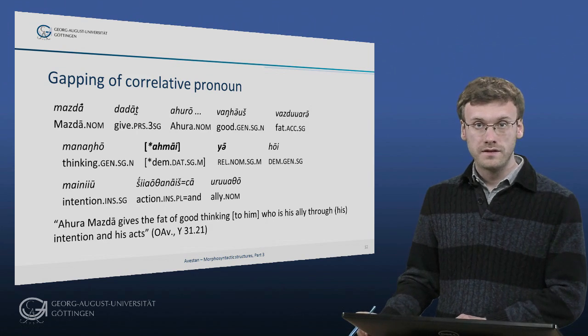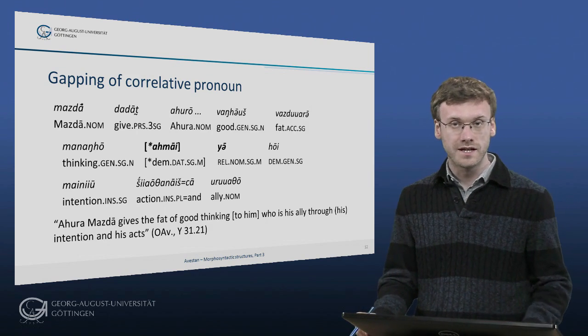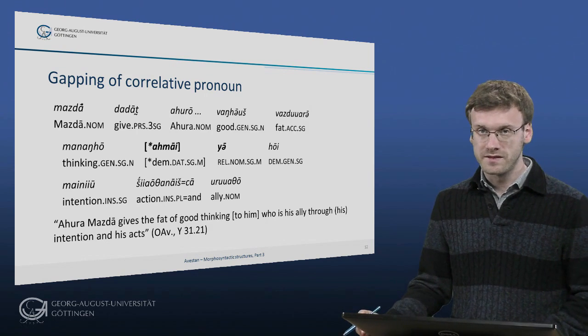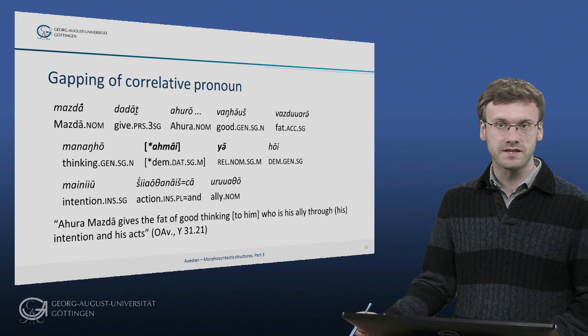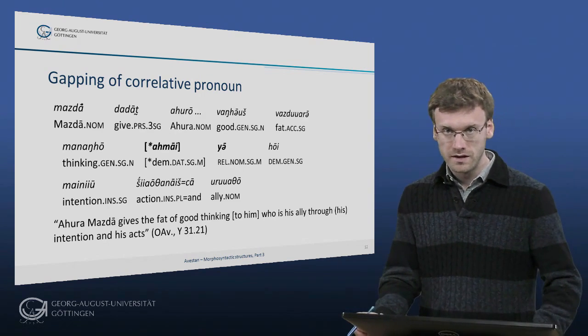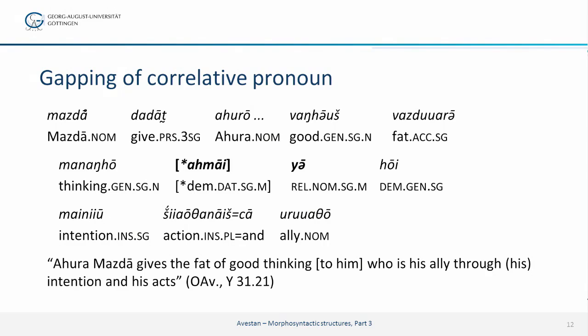In turn, the correlative demonstrative in the matrix clause can also be gapped, even when, from the perspective of English, it should be obligatory because it alone indicates the syntactical role taken by the relative clause. Look at this example here. Mazda dadad ahuro vanghoj vazdvare manangho. Ahura Mazda gives the fat vazdvare of good thinking, vanghoj manangho, to him, which in Avestan would be achmai, but is not expressed in this example.